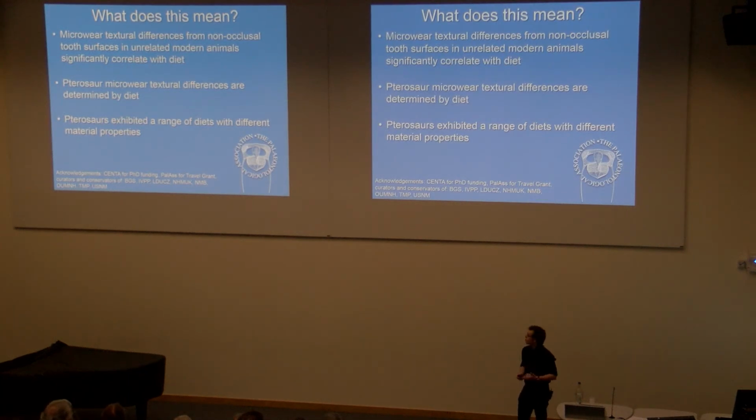And so what does this mean overall? Well, this study shows that microwear textural differences from non-occlusal tooth surfaces in unrelated modern animals are determined by diet and not by phylogeny. Also, this study shows for the first time that pterosaur microwear textural differences are determined by diet, and perhaps most importantly of all, that microanalysis is revealing the characteristics behind pterosaur diet, such as the hardness of respective food items. And this is providing the first robust data towards representatively reconstructing pterosaur ecosystems, well, Mesozoic ecosystems, and where these guys fitted in their respective food webs.